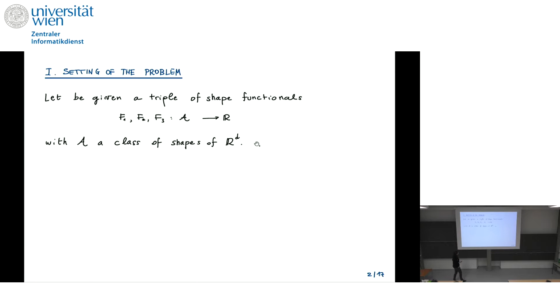Okay, what is the setting of the problem? The first ingredient is a triple of shape functionals that here I denote by F1, F2, and F3. They are defined in a class of admissible shapes, calligraphic A, which encodes all the geometrical and topological constraints that you have in mind. So you can prescribe convexity, simple connectedness, closeness, openness, whatever. Everything is encoded by the class A.